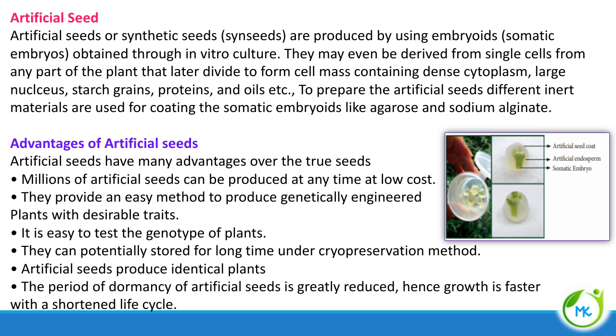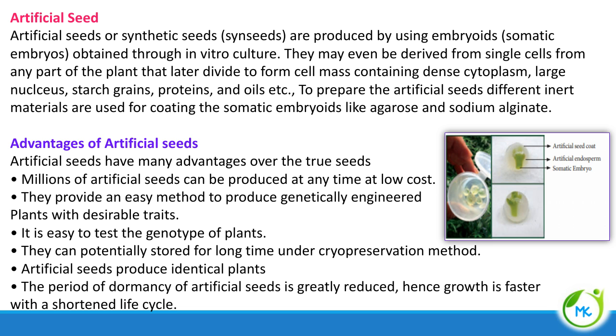And what are the advantages? So they have many advantages over the true seeds. That is, millions of artificial seeds can be produced at a low cost and at any time. And they provide an easy method to produce genetically engineered plants with desirable traits. And by using this, we can test the genotype of the plants. And they can potentially be stored for a long time. Okay, by using the cryopreservation method, we will see in the upcoming slide, we can store it for long time.